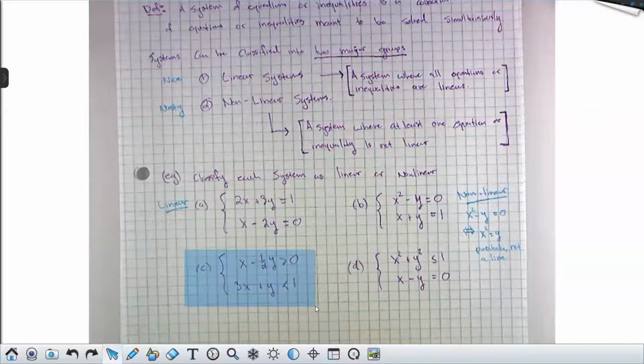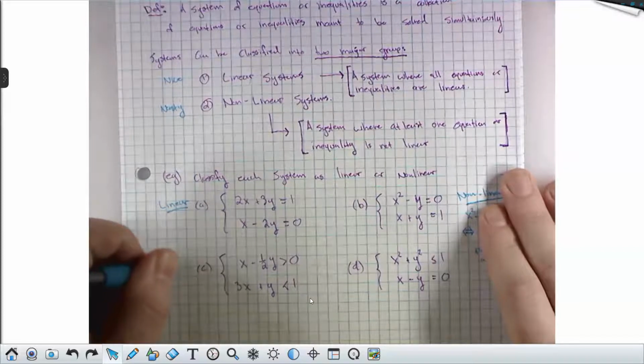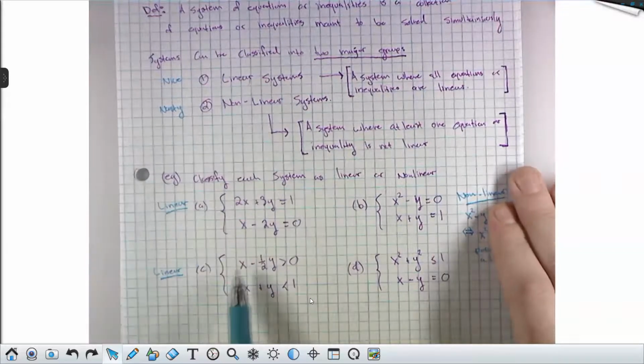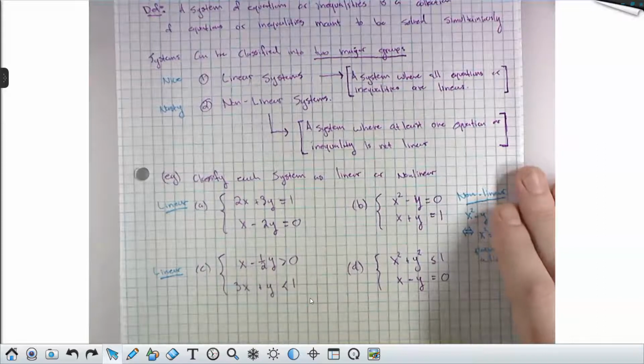All right. See here, this is a system of inequalities, right? Rather than two equations, what we have are two inequalities. Rather than an equal sign here, we have a greater than sign and a less than sign. I'm going to show you how to graph these and stuff like that. But before we do that, I just want to learn how to classify them. So is the system of inequalities in C linear or nonlinear? Good. This would be a linear system. Because both of these inequalities are linear inequalities.